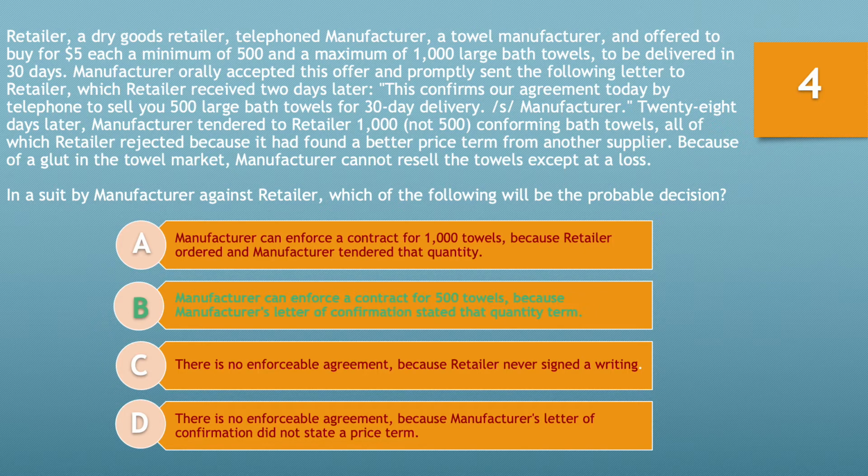In a sale of goods contract, the quantity of goods being offered must be certain or capable of being made certain. In this case, retailer offered to buy for $5 each, a minimum of $500 and a maximum of $5,000. Manufacturer accepted this offer and sent a letter of confirmation stating that 500 towels would be the quantity term for the contract. As such, manufacturer will prevail against retailer, but only for the 500 towels.